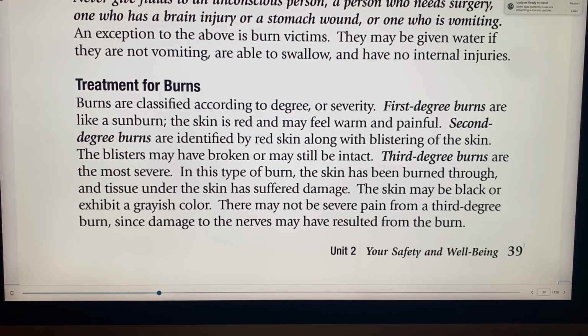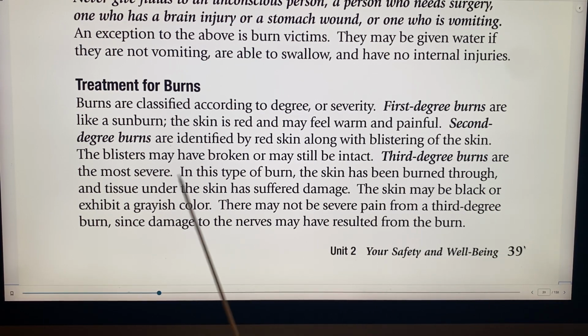So there's first degree. It's kind of like a bad sunburn. The skin's red and feels warm to the touch. That's the first degree. The second degree, the skin is red and sometimes blisters, and sometimes the blisters are broken. So second degrees are red skin along with blistering of the skin, and the blisters may be broken or not.